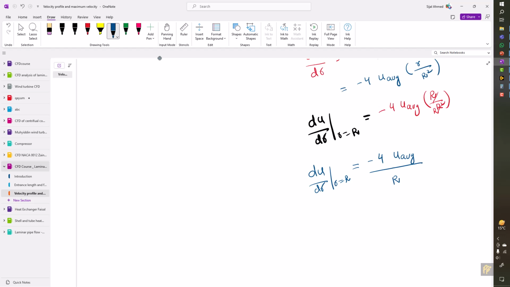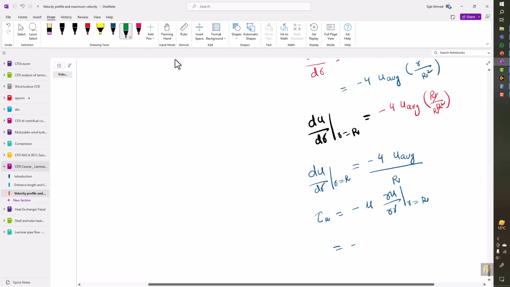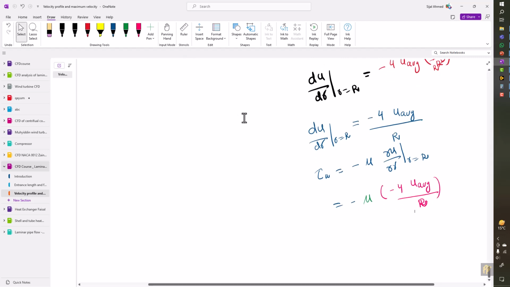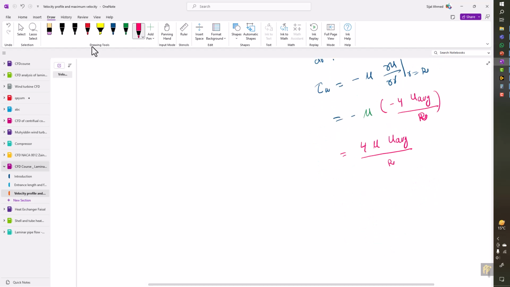And as I mentioned earlier, the formula for wall shear stress is equal to minus mu du by dr, or simply the partial derivative of u with respect to r, where r is equal to R. So put the values here: minus mu, and then we have minus 4 u average divided by R. So the minus becomes a positive sign: 4 mu u average upon R. So if I change R to the diameter, this R is D by 2.